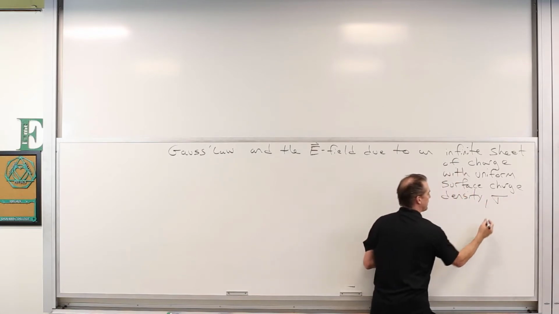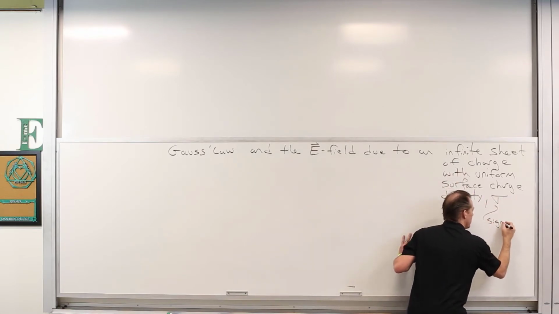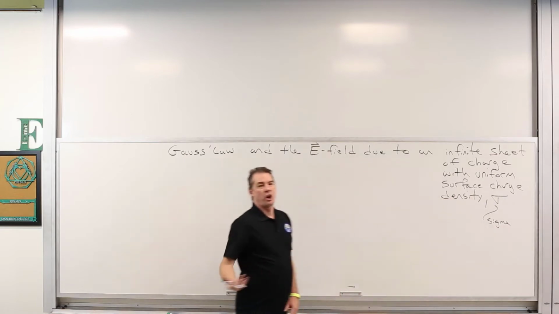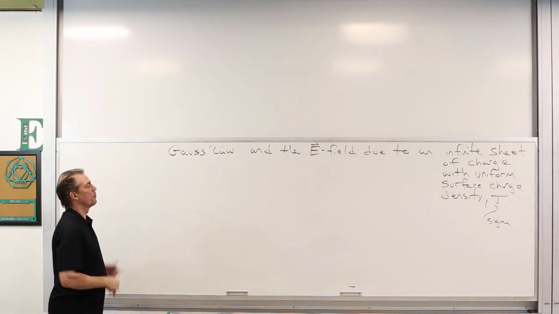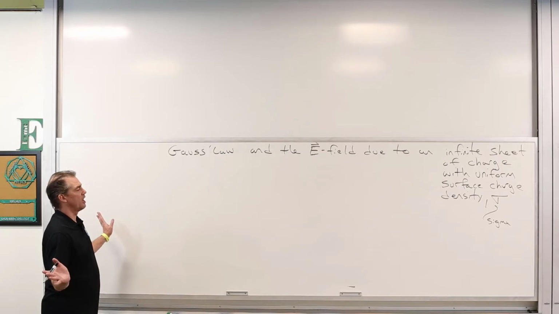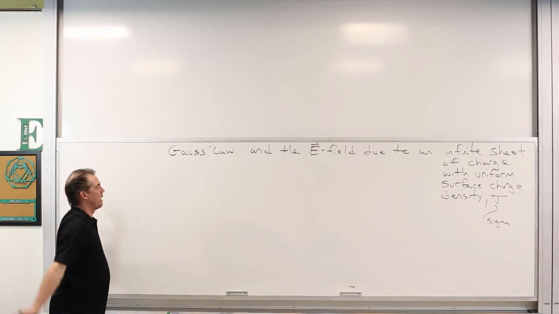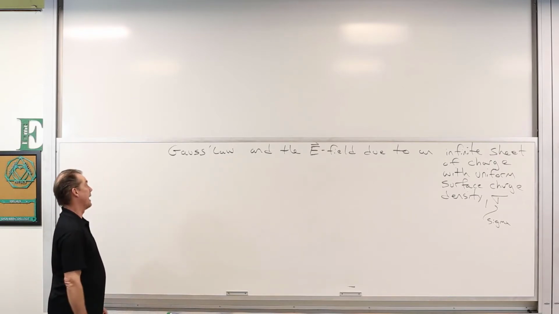And that's my sigma, which is charge per unit area, coulombs per meter squared. So we're just saying that that's constant, uniformly spread across the sheet, and it's continuous at that. So what are we going to do with this?